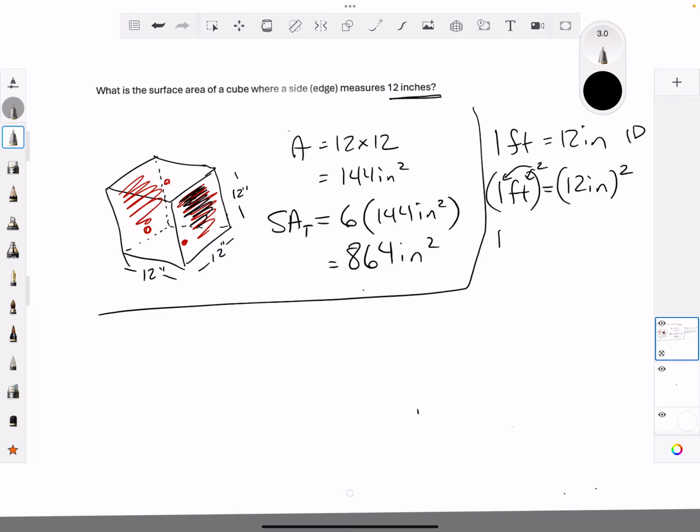1 times 1 is 1. Feet times feet is feet squared. And then distribute into both of these. I'd have 12 times 12 is 144. Inches times inches is inches squared. And this would give me my two-dimensional conversion factor. I could do that for 3 dimensions as well.